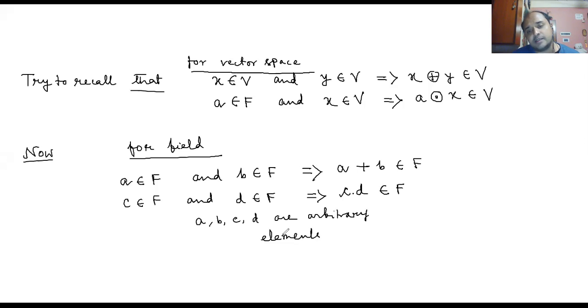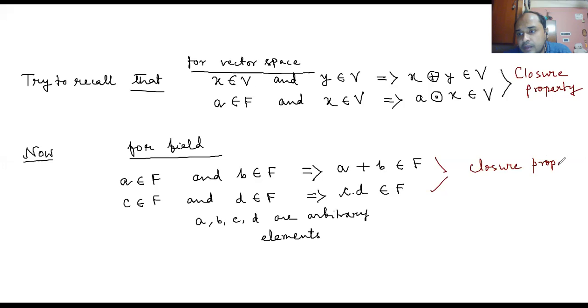These two pairs are also very important. You shouldn't neglect them. These are known as closure property. This is also called closure property. This is a closure property on V. This is a closure property on F.